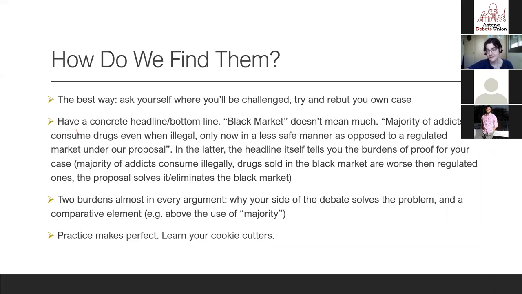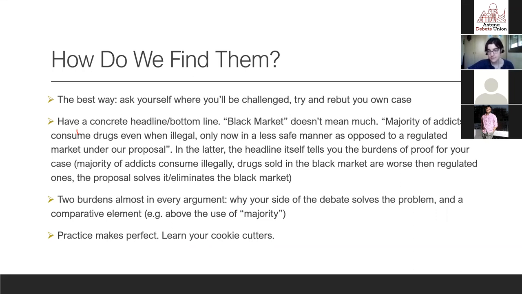And the last thing, which I'm going to caveat soon: practice makes perfect. A lot of arguments tend to repeat themselves quite a lot. For example, the black market argument that we just discussed for drugs can be used in nearly every debate that has to do with black markets. It can also work for prostitution. It can also work for organ selling. It can work for nearly everything that black markets exist for.